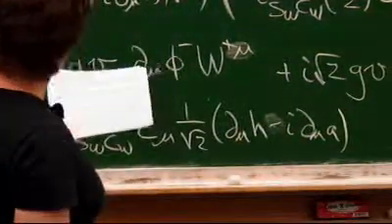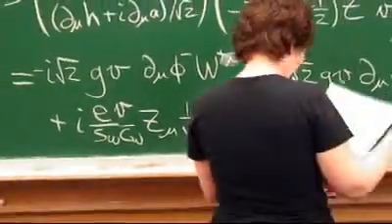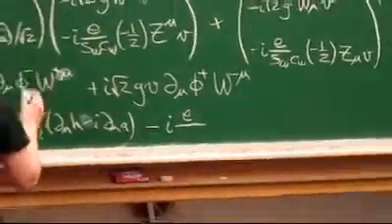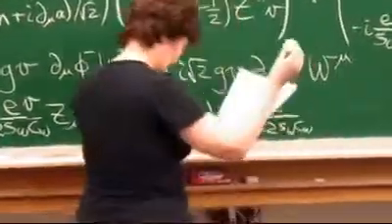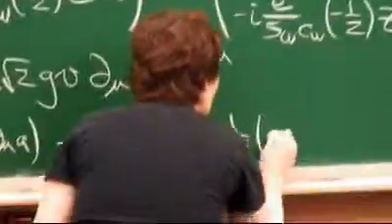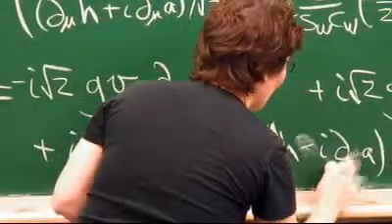Let me make sure I'm doing this right. Okay, and then from the second term, I get the same thing with a minus sign out in front, from this minus sign times that minus sign times the Hermitian conjugate of the i. I missed a factor of 2 here. Okay, there's a factor of 2. And then here I have d mu h plus i d mu a. Okay, and these should be upper mu's, but it's flat space, so it doesn't really matter.